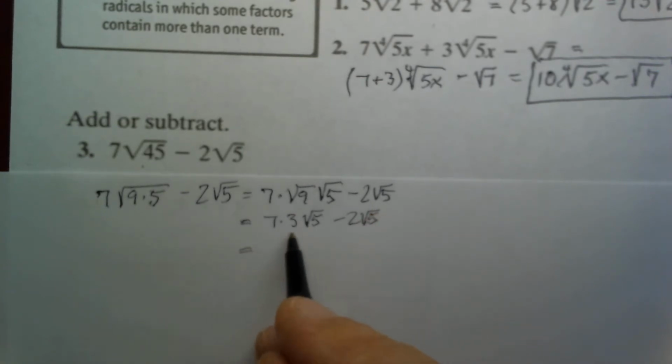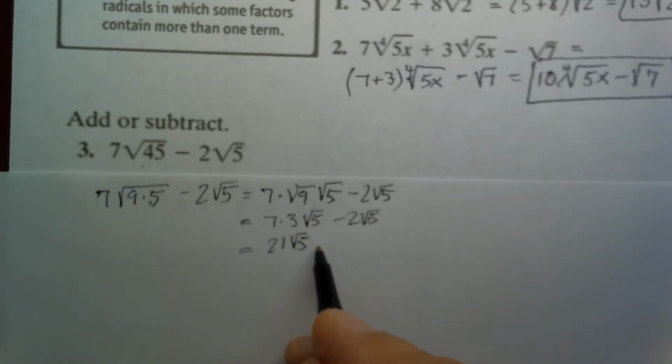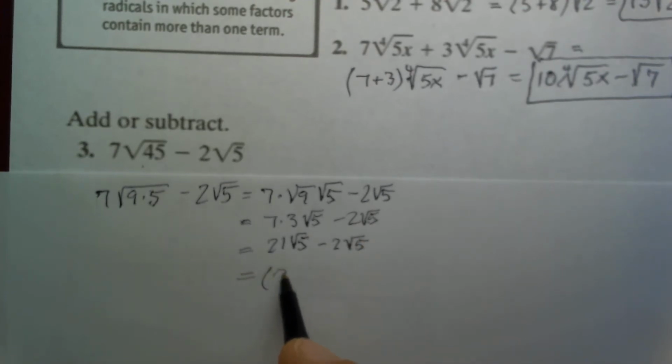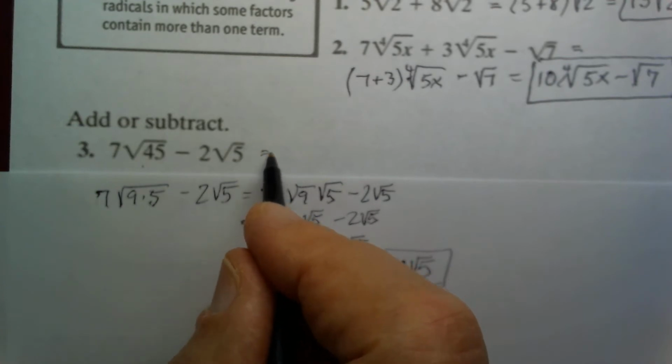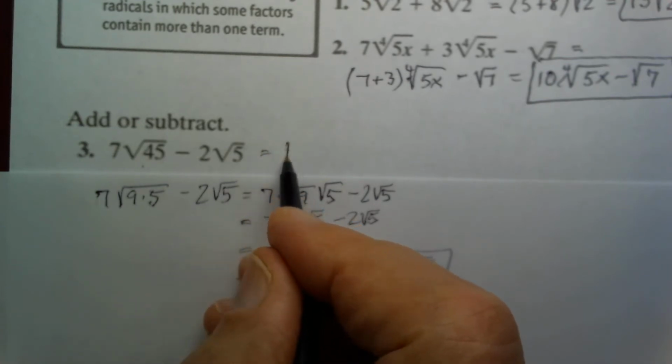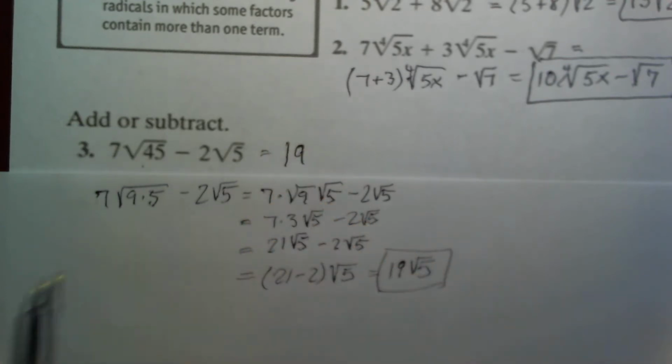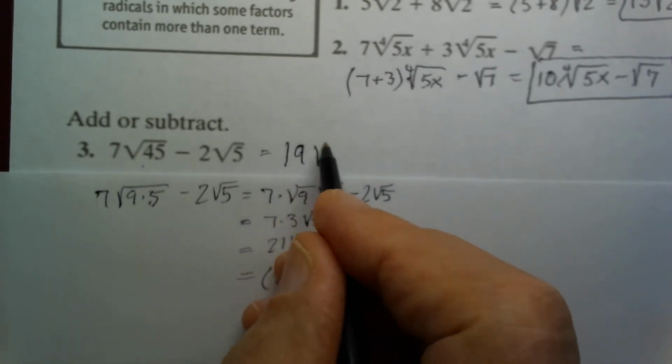So that is 21, square root of 5, minus 2 times square root of 5. So that is equal to 21 minus 2 square root of 5, or finally 19 times the square root of 5. So that is our answer to this exercise: 19 times the square root of 5.